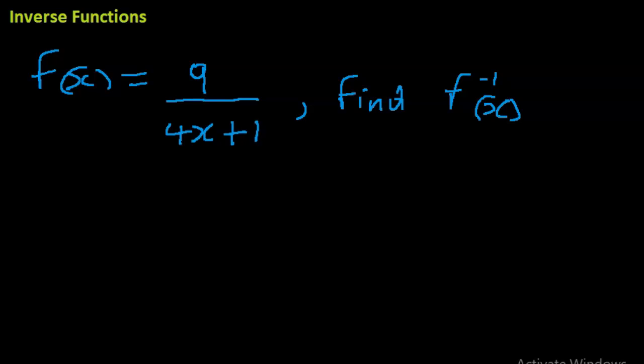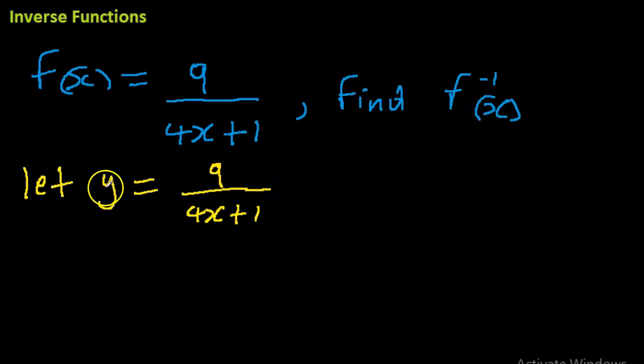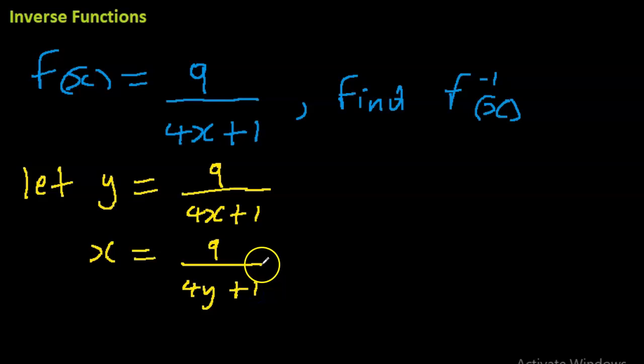Alright, let's look at another one. So f of x is equal to this, 9 over 4x plus 1, find the inverse. So again, same old steps, let y be equal to 9 over 4x plus 1. Interchange x and y. So where you have y, you put x. And where you have x, you put y. Good? Now you want to get rid of the denominator. So you multiply both sides by the denominator, which is 4y plus 1.